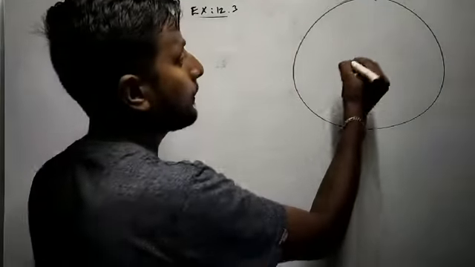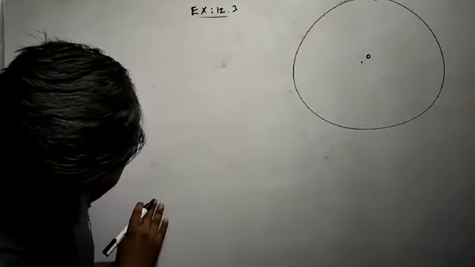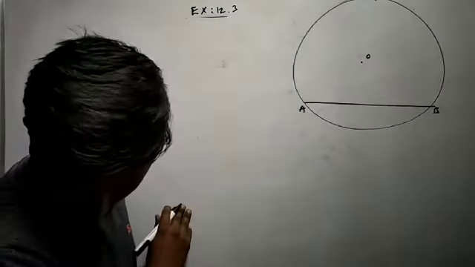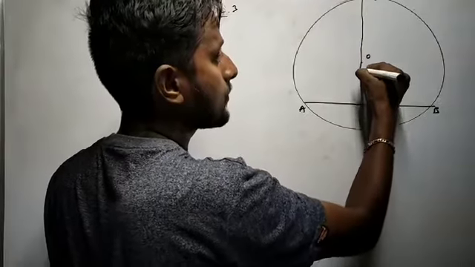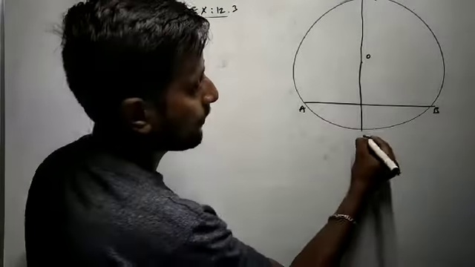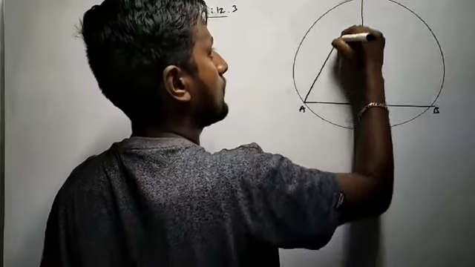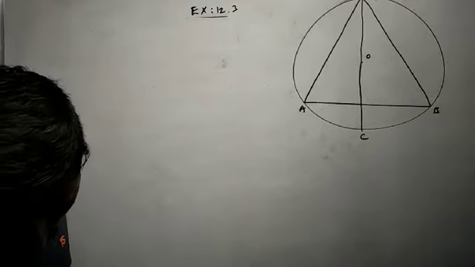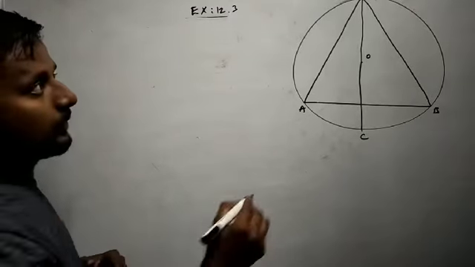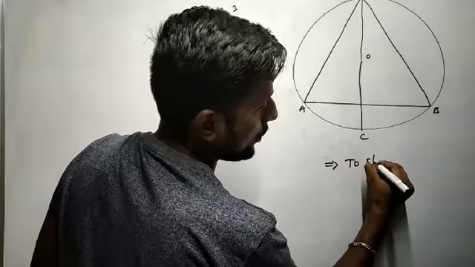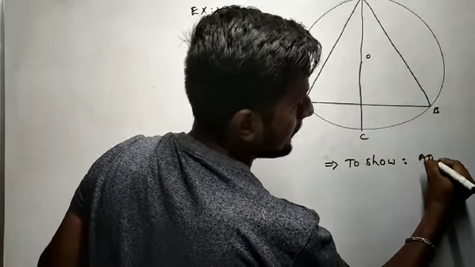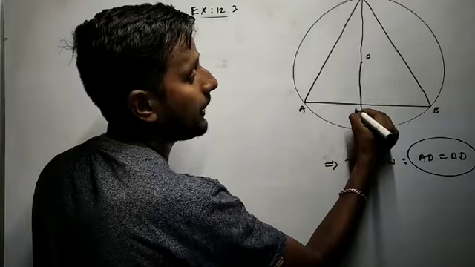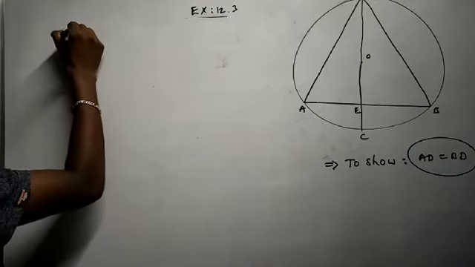Yeah, it's a circle with center O, and there is a chord AB. C, D, right. Then what should we show? Here we have to show that AD is equal to BD. That's it. To show AD is equal to BD, the two sides of the triangles. Okay, so take one more letter here, E. I have taken E, correct? So it's the fifth question.